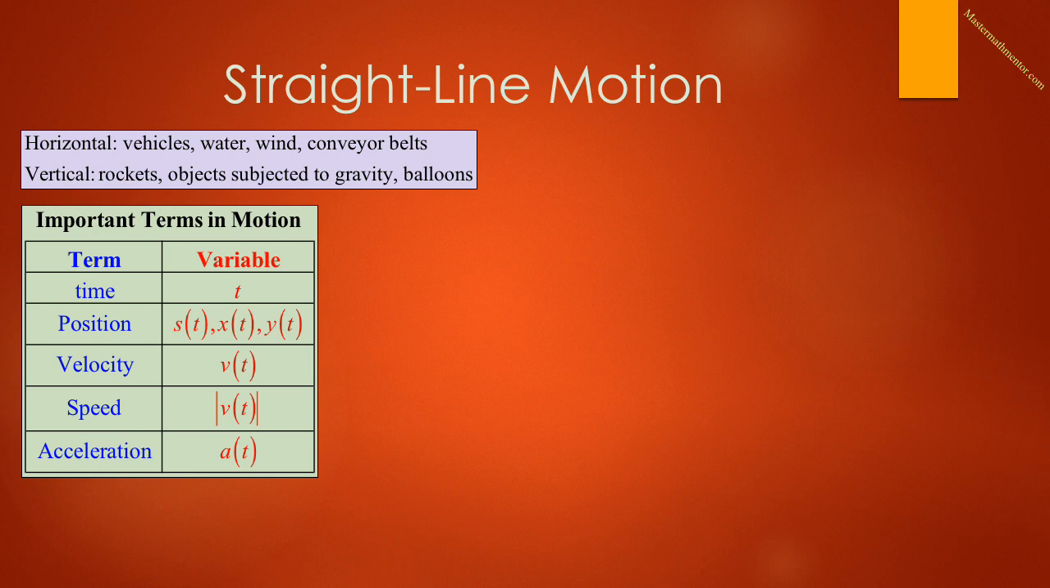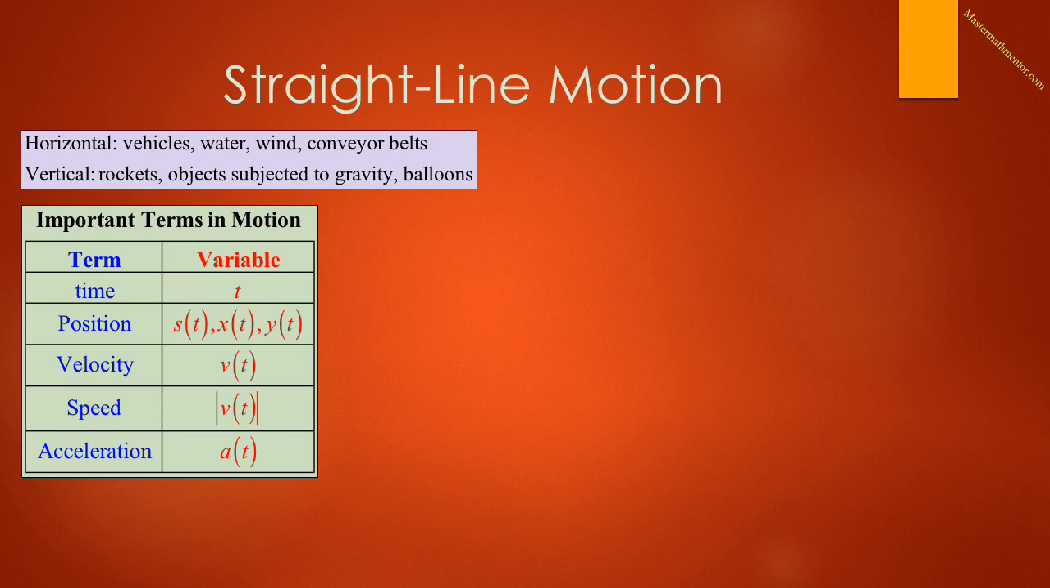The position function represents where on a straight line you are as a function of t. If it is a generic straight line, we probably call it s of t. If a particle is moving along the x-axis, we will probably call its position x of t, and on the y-axis, y of t.